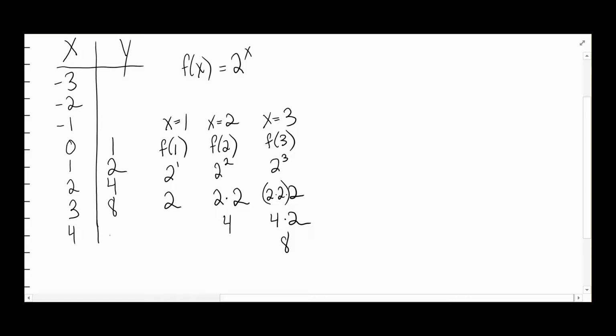So just for the sake of pattern finding, I do want to look at x equals 4 so you can start to see what's really going on here. If I have f of 4, which is 2 to the 4th power, 2 to the 4th power is 2 times 2 times 2 times 2. Well, from the previous problem that I did, I know that 3 of these guys are 8, and I'm just multiplying by 1 more 2.